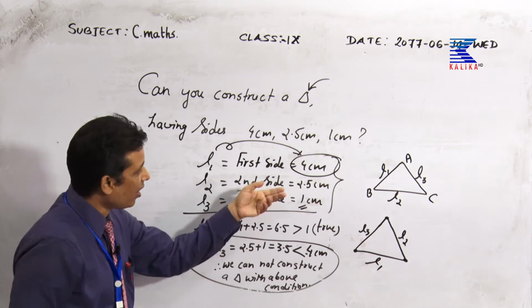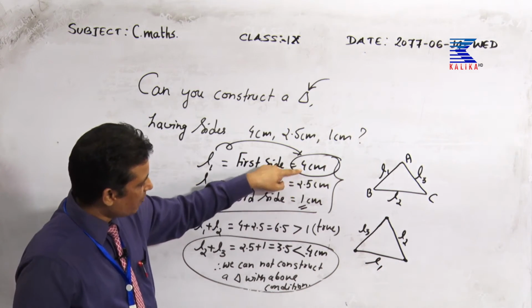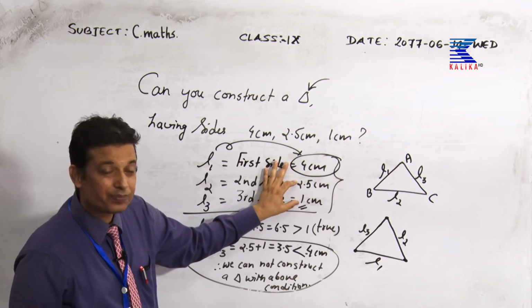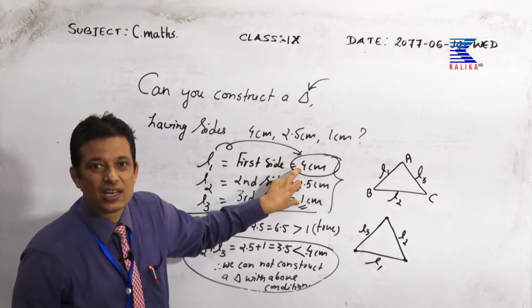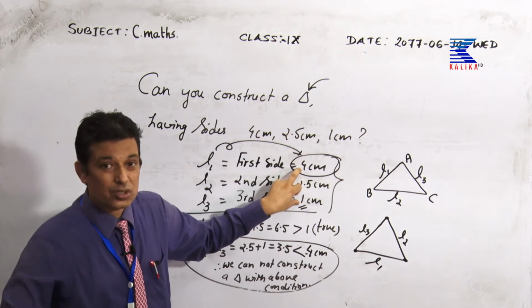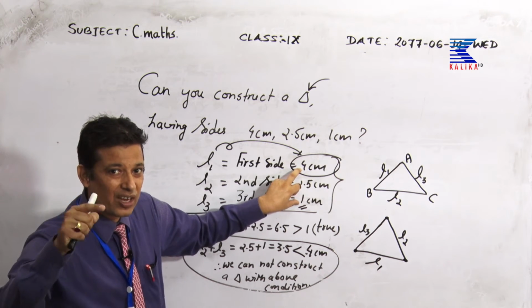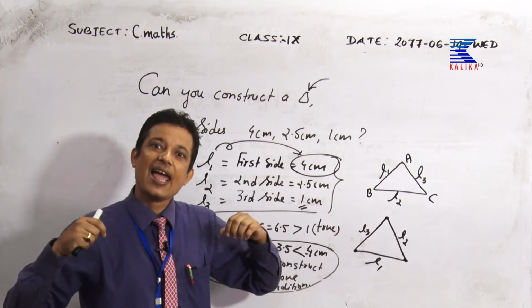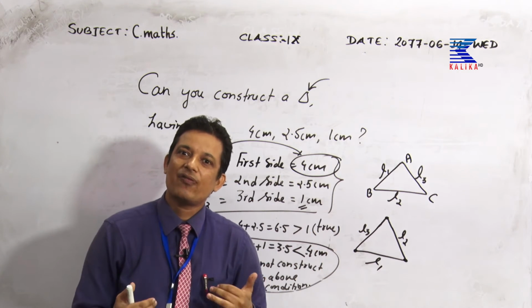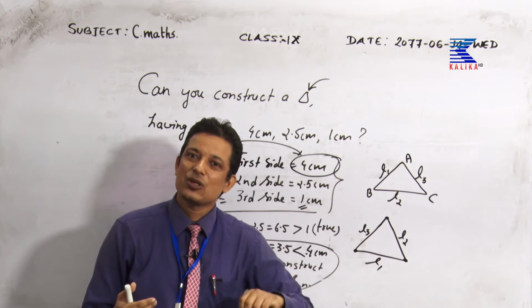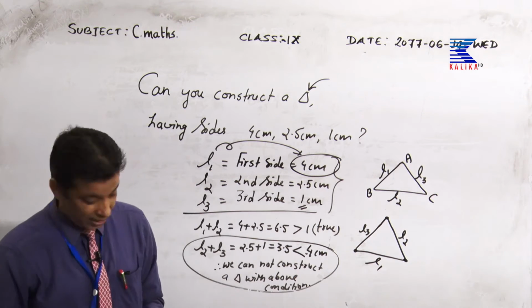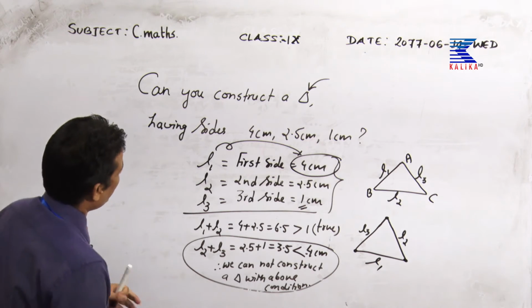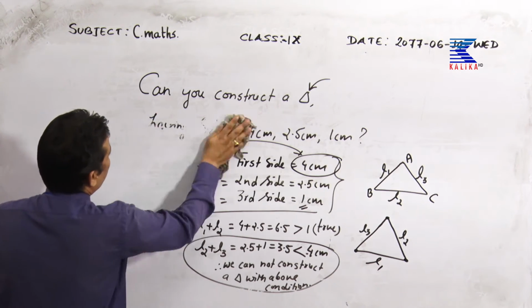Like one side is 4 centimeter, 2.5 plus 1 is 3.5 centimeter, that is less than 4. So, we cannot construct a triangle. So, what is the fact we have just learned? In any triangle, the sum of length of two sides should be greater than the third side. Okay. So, one fact we have completed today.